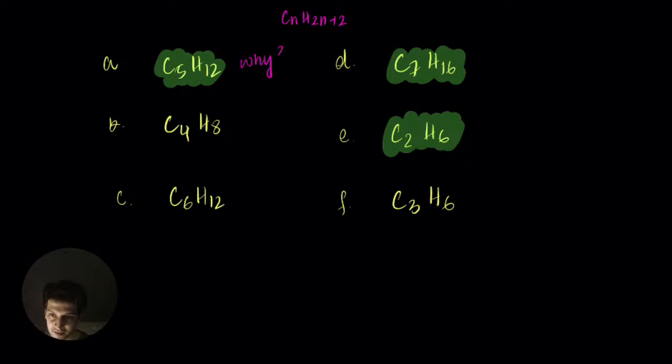Arisha, are B, C, and F not? B and F are not alkanes. Okay, B, C, and F are not alkanes. Sure, it's an alkene, but we haven't gone to alkenes, so I won't talk about it. But those of you who are saying alkenes, you're on the right track. But I'll leave it there. Alright. Okay.